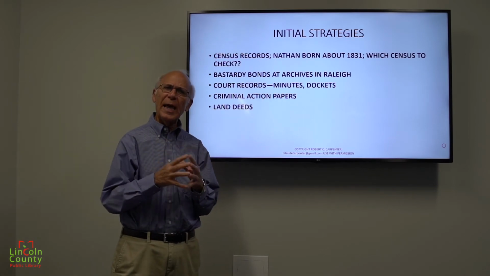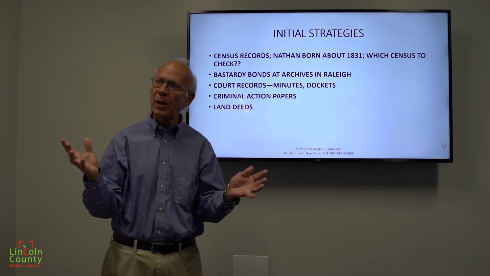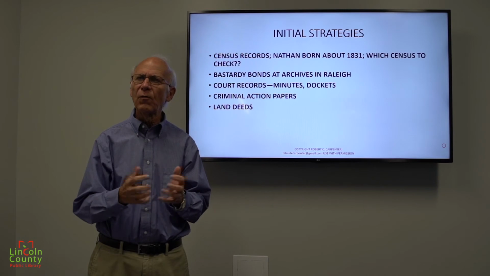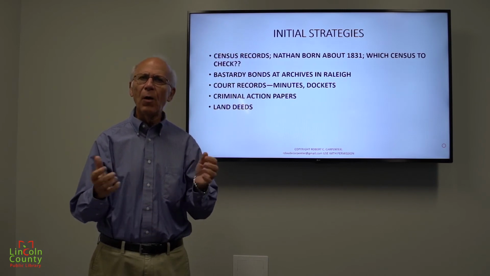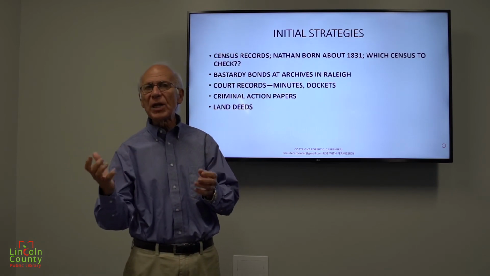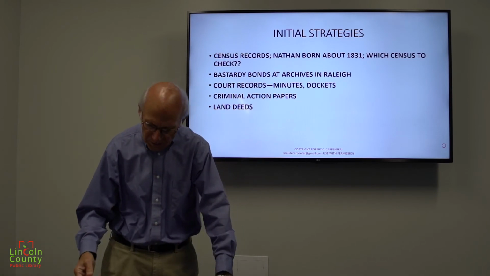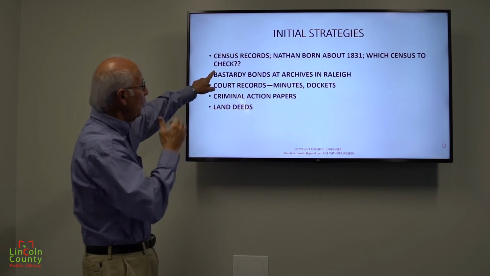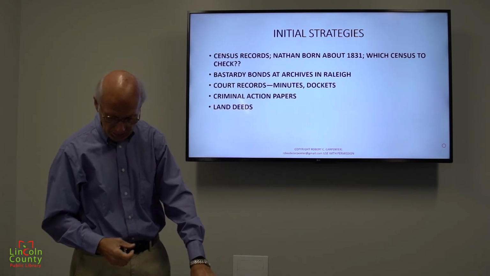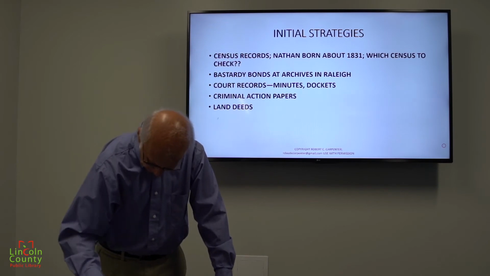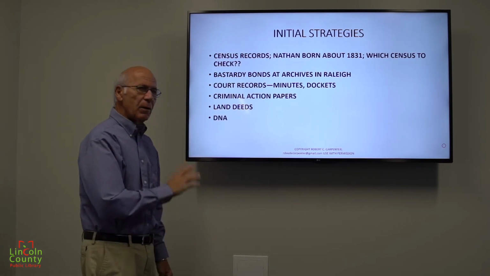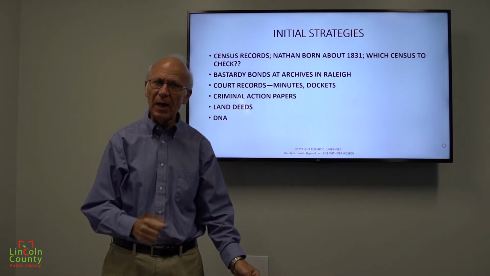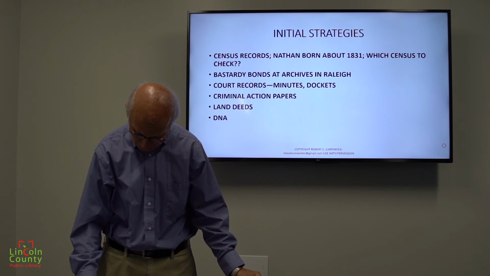Another strategy, land deeds. It's possible that Nathan McGinnis received land from a father, from a mother, from a stepfather, from a stepmother, from an uncle, from an aunt, and it would state so in the deed. And so land deeds are a critical source in determining who the parents of Nathan McGinnis were. Finally, DNA. One of the best sources for illegitimacy is DNA. And we'll talk about that just a little later on.